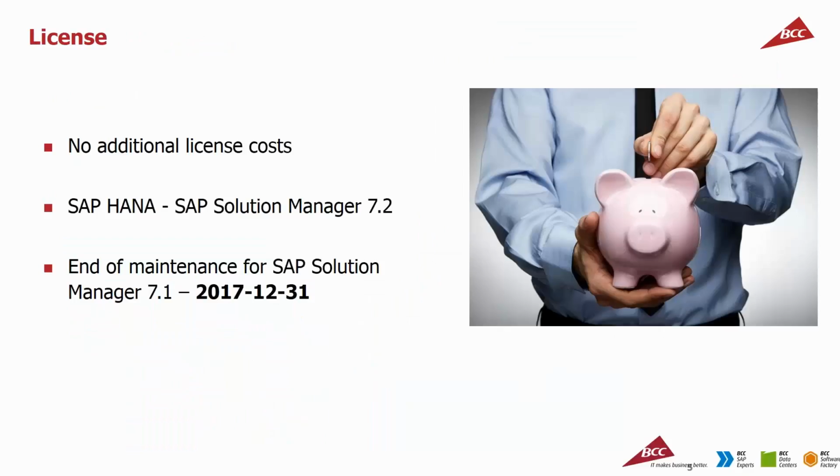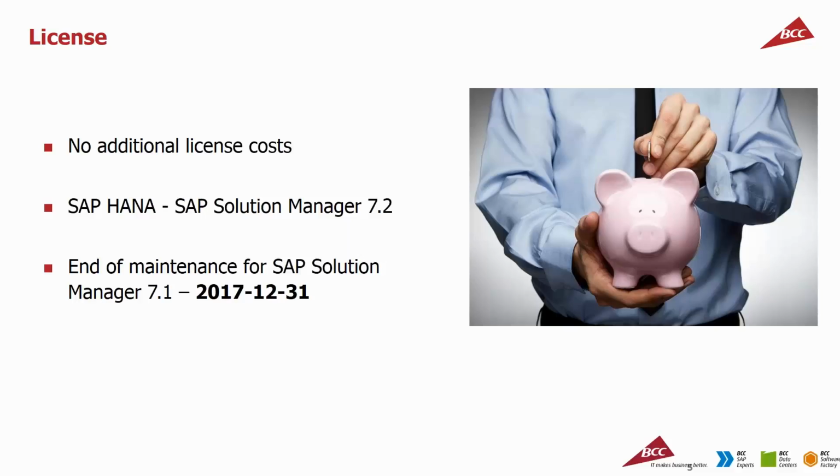What about the license? There is no additional license cost, so it's the same as before. SAP Solution Manager is completely free if you have any other SAP system in your landscape. Actually, SAP Solution Manager is always a mandatory system to perform any kind of upgrades and support package installations. But there is one important thing: SAP provides you a new SAP HANA DB license for free, but only for SAP Solution Manager 7.2.